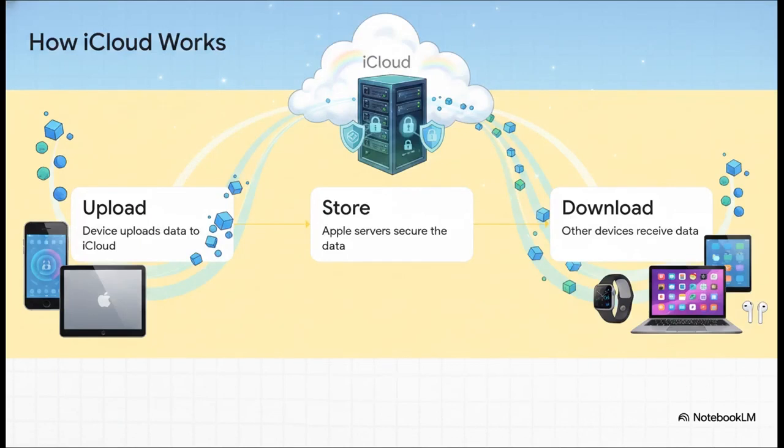So let's break down the actual mechanics of how this works behind the scenes. First, your device uploads whatever data you just created to iCloud over Wi-Fi or cellular. Second, Apple securely stores that data in your personal digital cabinet. And third, all your other devices instantly pull that updated information down. And the best part? The whole shebang happens automatically in the background. You never have to plug in a single cable or manually hit a sync button.